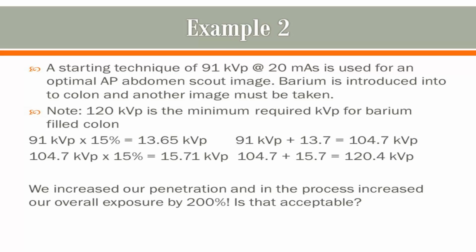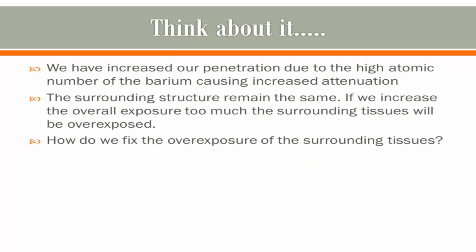Okay, so looking at the 120 kVp, is this an acceptable kVp setting according to the chart and the part being x-rayed? So we know that it is. The penetration is now acceptable for a barium-filled abdomen, but in this process, we've increased the overall exposure by double 2 times, or 200%. So is this acceptable? I hope you're thinking that it's not. So let's think about this some more.